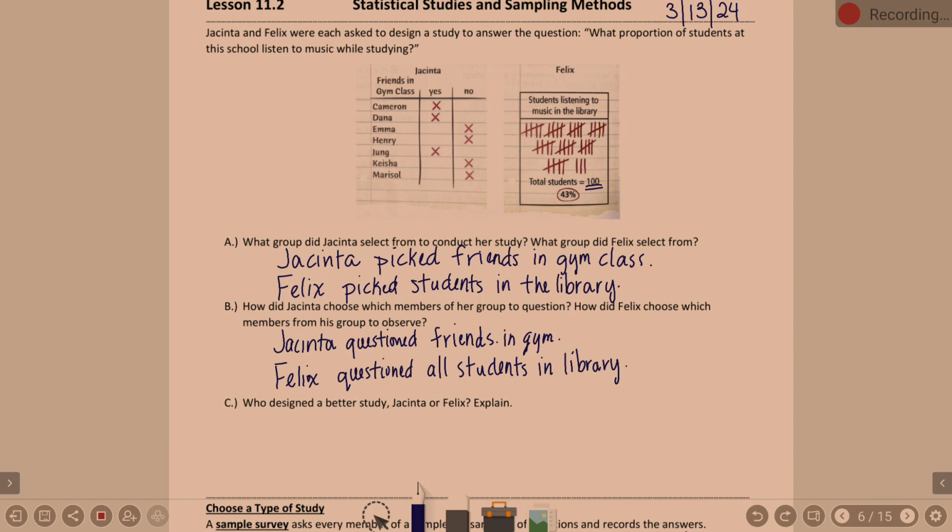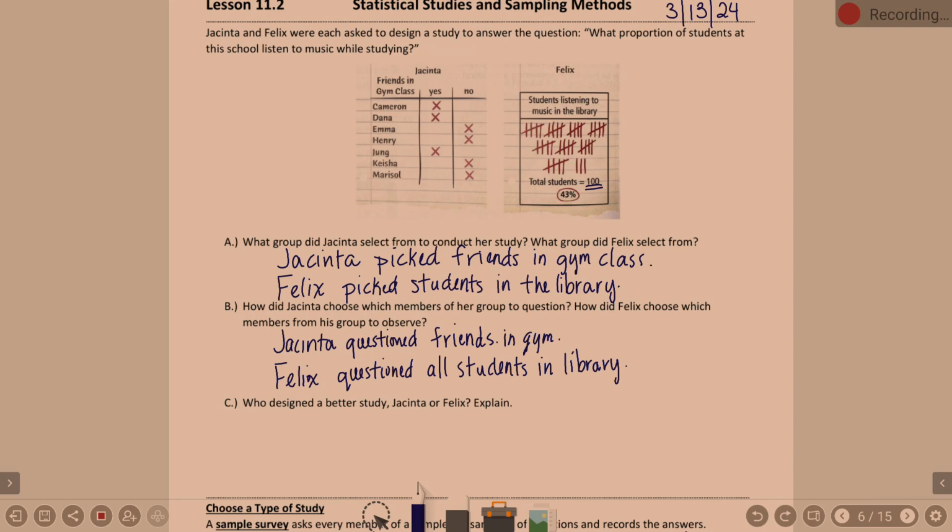And regardless, it says he questioned. It doesn't say they were studying. This is just because Jacinta wasn't watching these students listen to music. These were just friends that she questioned. You ask people. And this one, Felix, he could have just observed them. He could have also walked up and asked. Okay. So Felix.